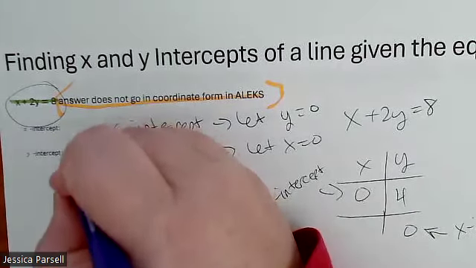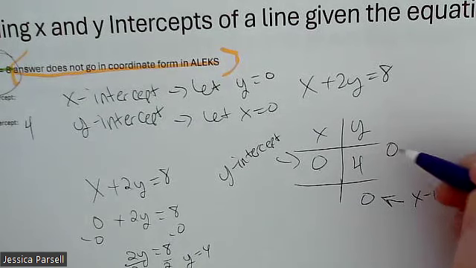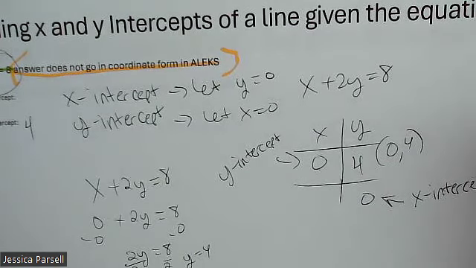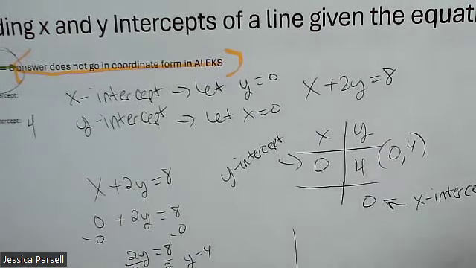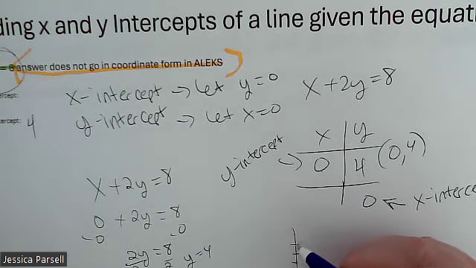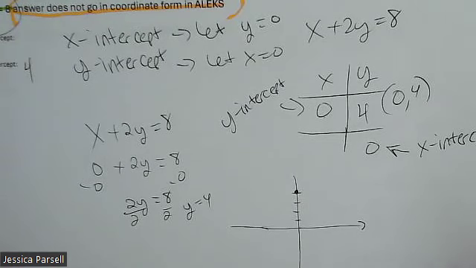So my y-intercept is just 4. They don't want you to give it in the professional format of (0, 4), right? They just want you to say 4. But if we wanted to sketch this out, (0, 4) would be 0, 1, 2, 3, 4. That's the y-intercept. Okay, let's go find the x-intercept.